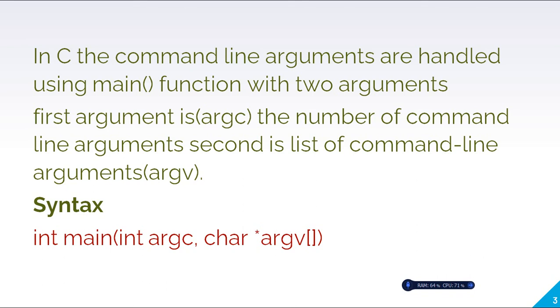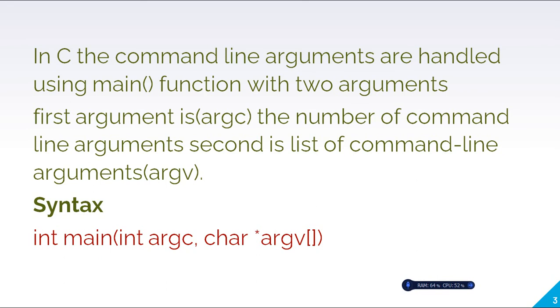Suppose your argc is 2. Then it expects two strings, right? That is the meaning of that. argv is a vector, which will be a pointer. It takes strings in an array format.